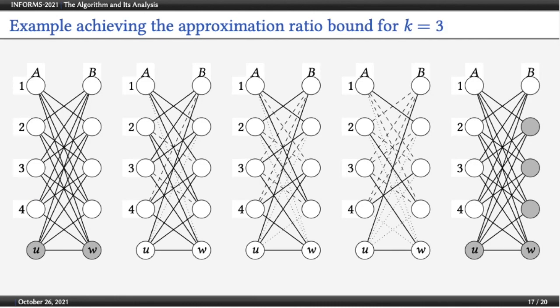We can actually show that the approximation ratio that we obtained is sharp, because here we have the worst case example. This illustration is for k equal to 3, but we can construct the worst case examples matching the approximation ratio that we obtained for every k, in fact.